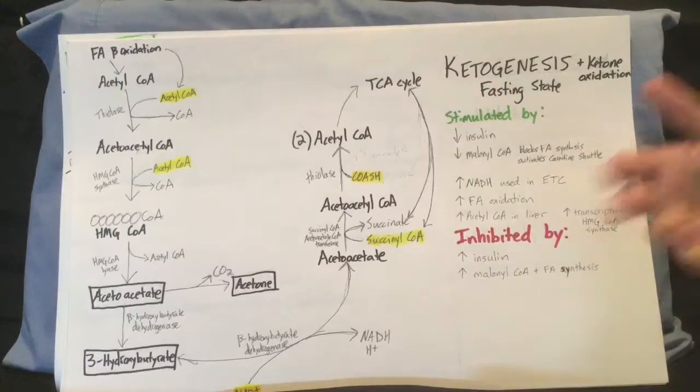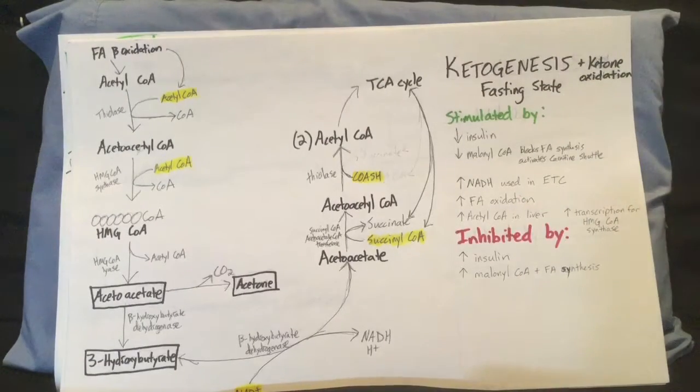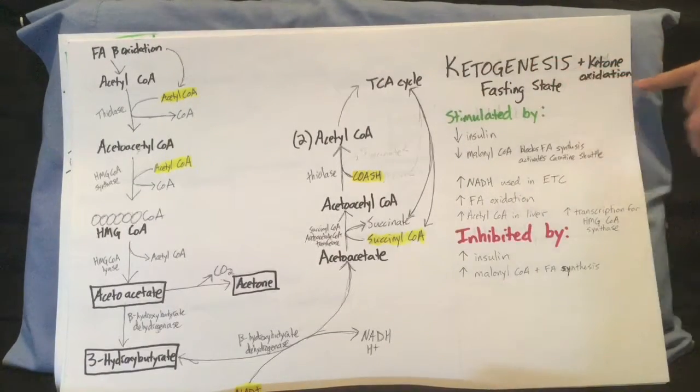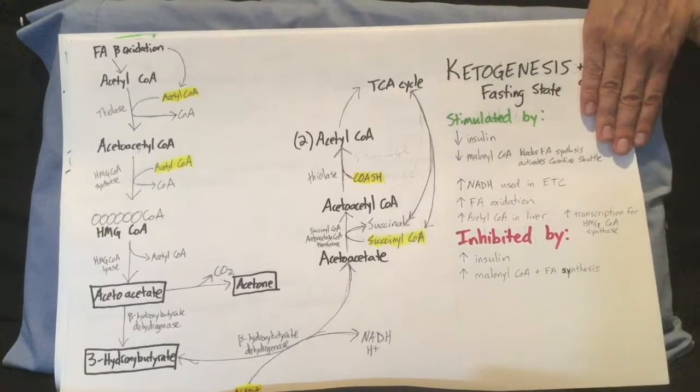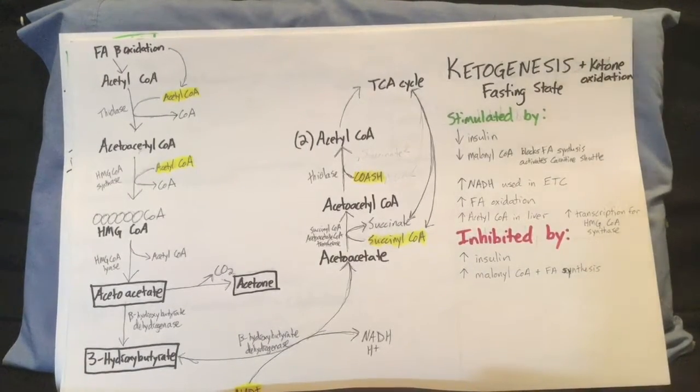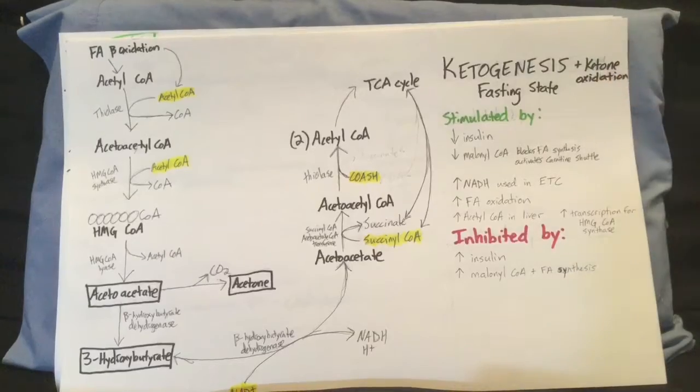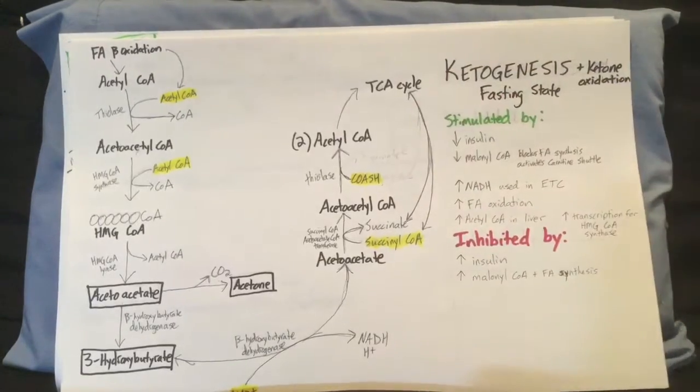Okay, ketogenesis and ketone oxidation. So the building of ketones and also the oxidation of ketones. That's what we want in the fasting state. And we also want to eventually be using our ketones for energy. So this is what we want to happen in the fasting state.